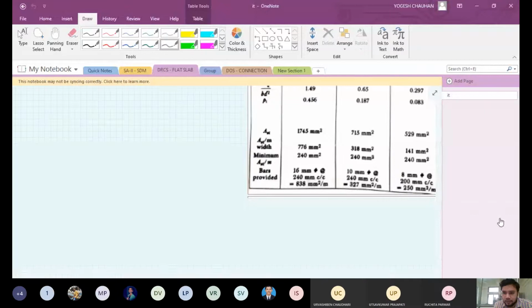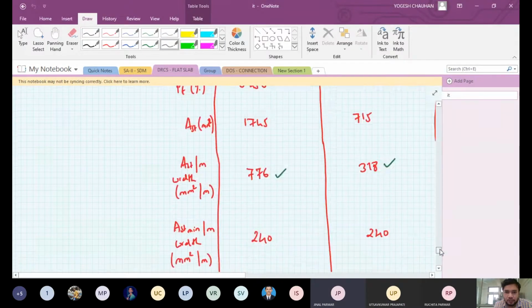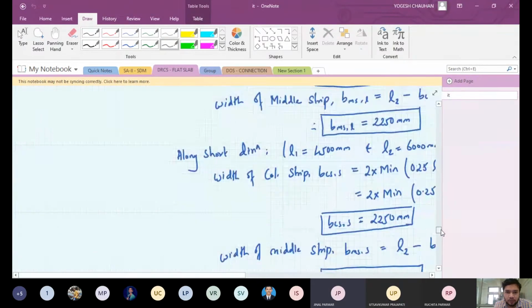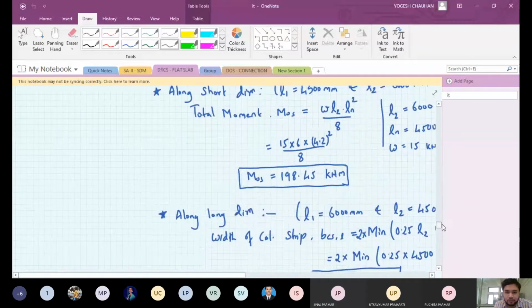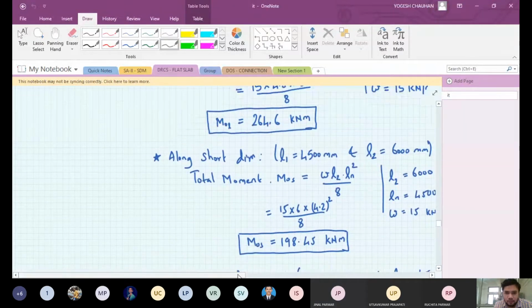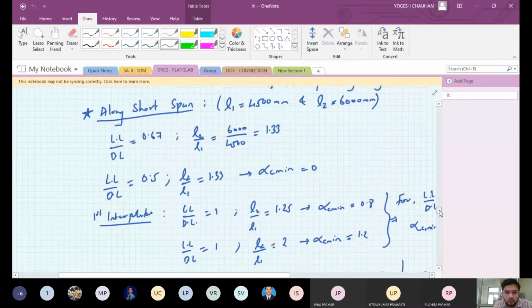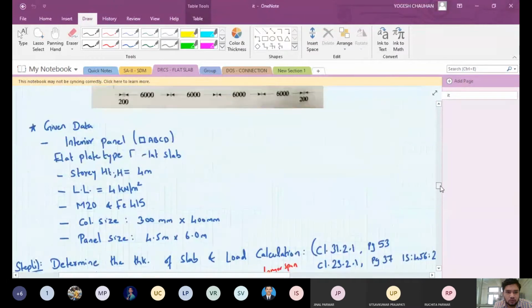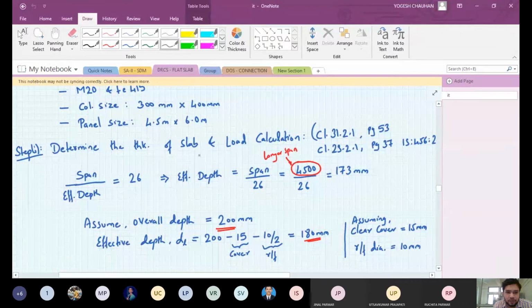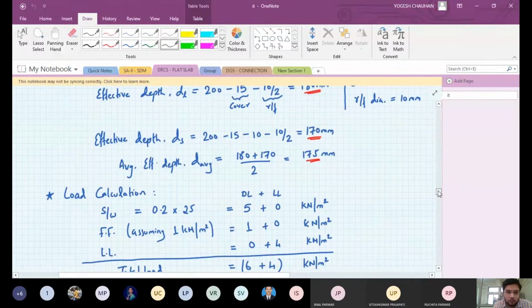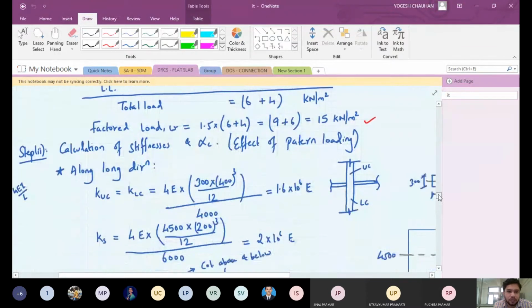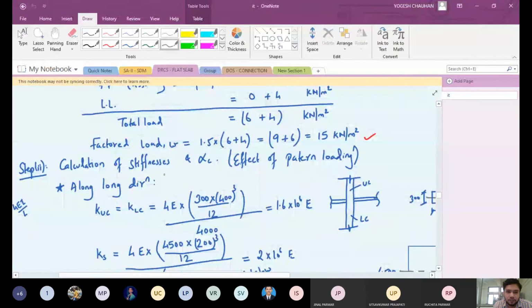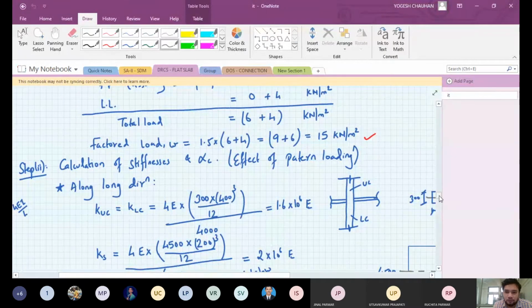So in the previous class, we started with the example design of a flat plate type flat slab. In the first step, we determined the slab thickness by using the L by D ratio, and then we found out the loads acting on the flat slab, and then we found the stiffnesses and checked the effect of pattern loading.